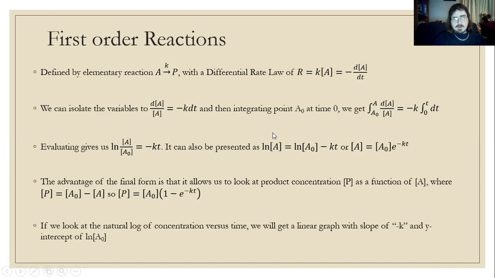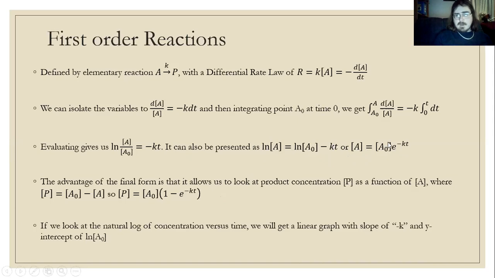t at time 0 is 0, and t at time t is t, so you just have negative kt. This gives us our integrated rate law: ln A over A sub 0 equals negative kt. If we know A sub 0, k, and t, we can find concentration A. It can also be placed into a linear format of ln A equals ln A sub 0 minus kt, or even turned into an exponential format where A equals A sub 0 e raised to the power of negative kt. Either one works.